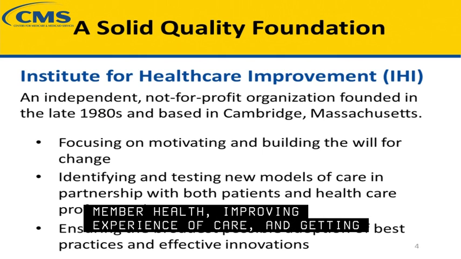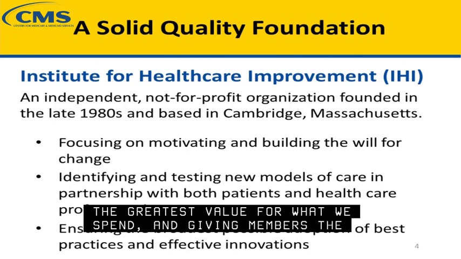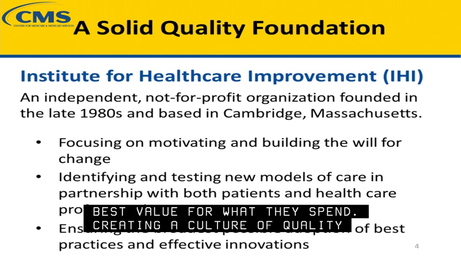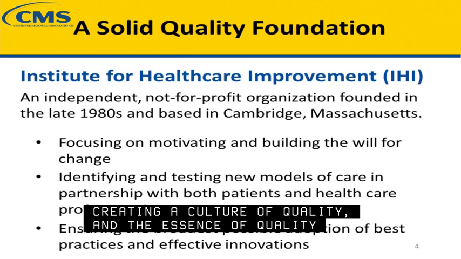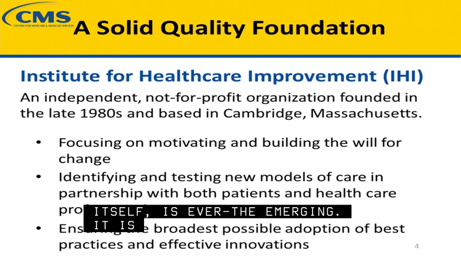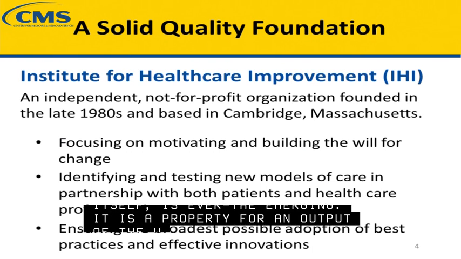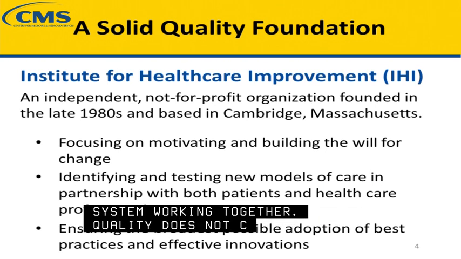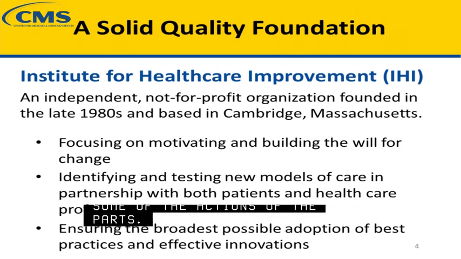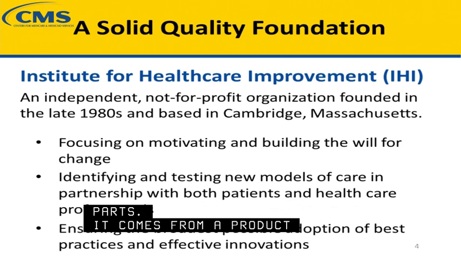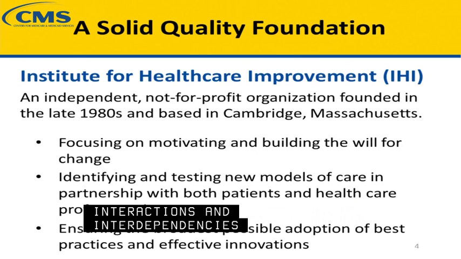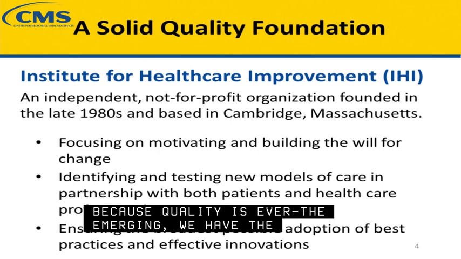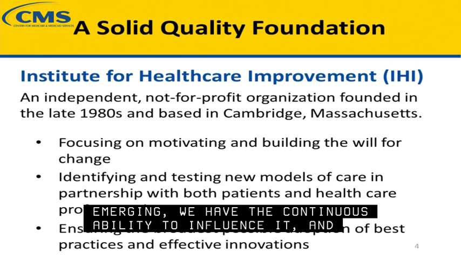Creating a culture of quality and the essence of quality itself is ever emerging. It's a property of, or an output of, the whole system working together. Quality does not come from the sum of the actions of the parts. It comes from a product of the interactions and interdependencies within the system. Because quality is ever emerging, we have the continuous ability to influence it. We may not be able to control it, but we can constantly and continuously influence it.